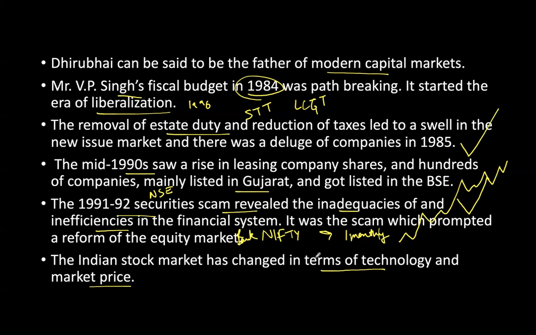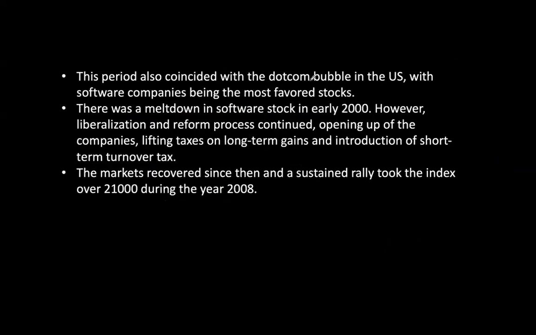So the Indian stock market has changed in terms of technology and market price, in the sense that market prices have consistently gone only up. So this period also coincided with the dot-com bubble in the USA. Software companies being the most favored stocks at that point of time, and there was a meltdown in the software stocks also in the 2000s decade. Apart from this, markets recovered since then and a sustained rally took the index to over 21,000 during the year 2008.